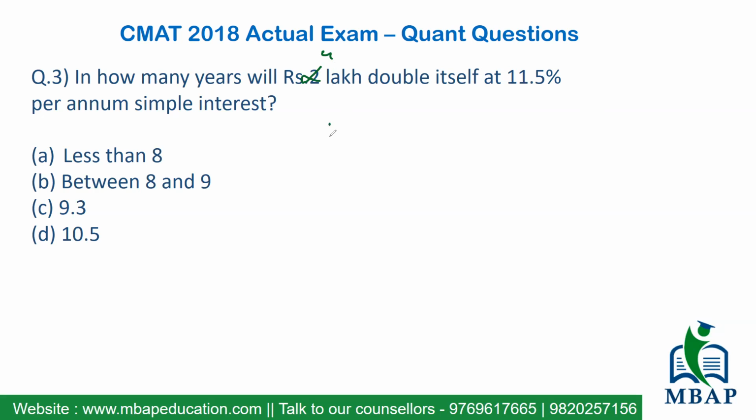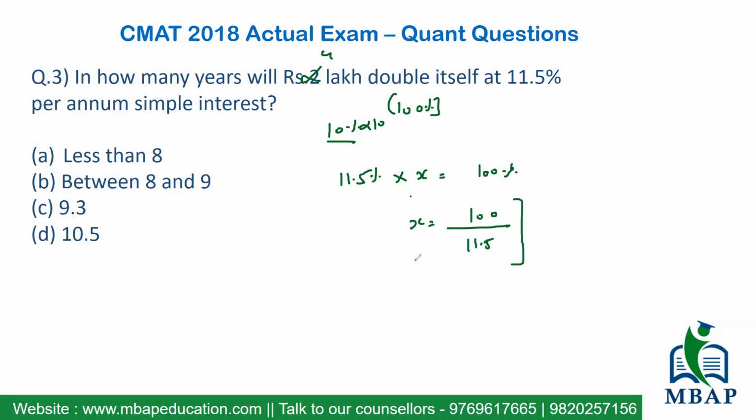So it's like, if you get 10% SI every year, in how many years will it become double? To make a value double, you have to get 100% of the original value. So it's 10 into 10. In our case, it is not 10%, it is 11.5%. 11.5% for how many years will make it 100% is the simple question that they have asked you. So it's basically 100 upon 11.5. That's the only part of the question which you have to solve.